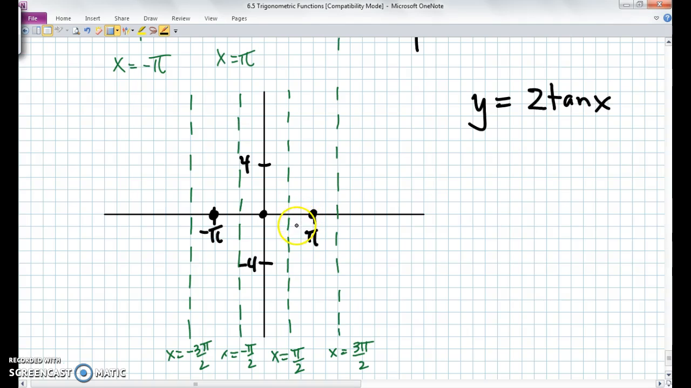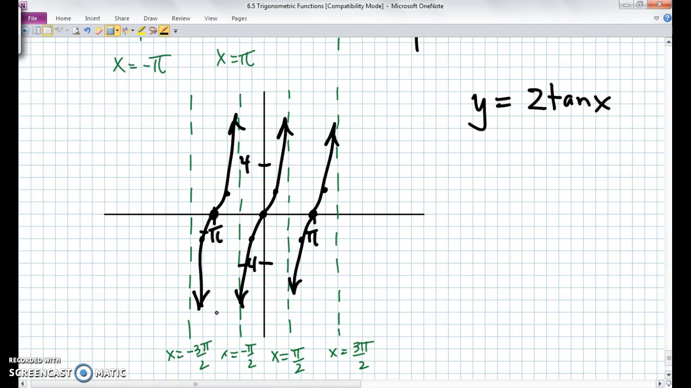Okay? Now, halfway between the zeros and the asymptotes, we are going to have y equals 1. Except in this case, y equals 1 becomes y equals 2. Because it's a vertical expansion by 2. So we'll have a 2 and a negative 2, 2 and negative 2, 2 and negative 2. And the pattern would repeat forever and ever and ever.